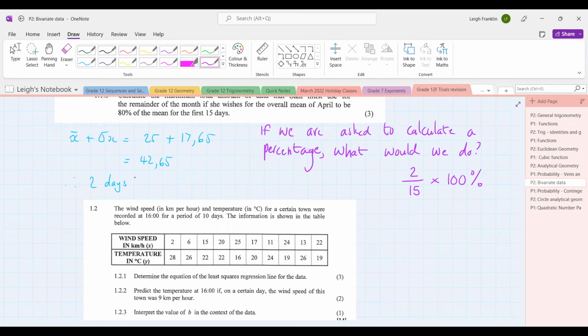Okay, so in order to get a percentage, you have to multiply a fraction by 100%. Just in case it does come up. Okay, does that make sense? Just like if you got 2 out of 15 for a test, not that you'd hopefully get that, and your mum said to you, well, what was your percentage for your maths test? You'd say 2 out of 15 times 100, wouldn't you? And then that would give you your answer as a percentage. Okay, so in this case here, it would be 13.33% of the days.